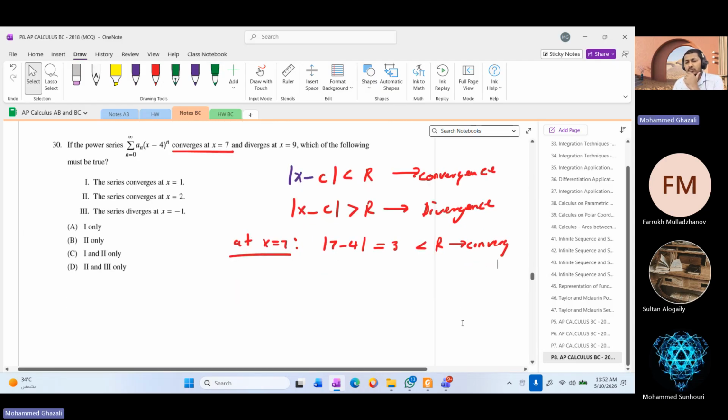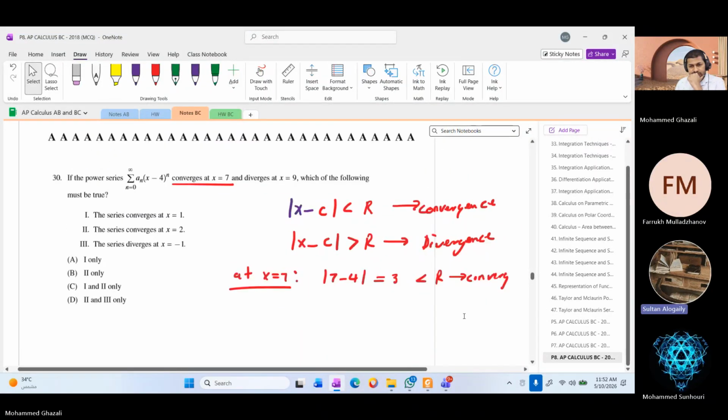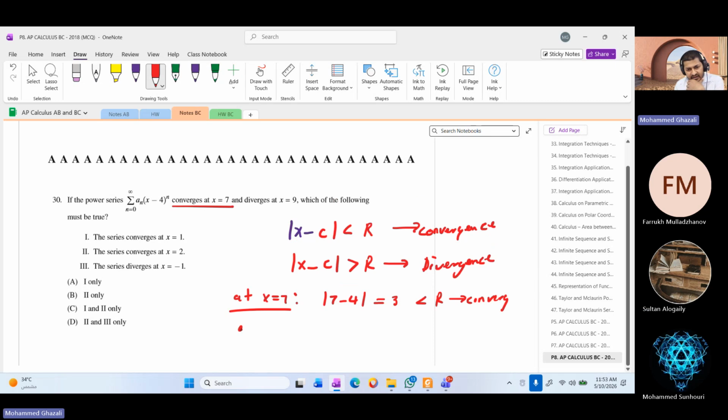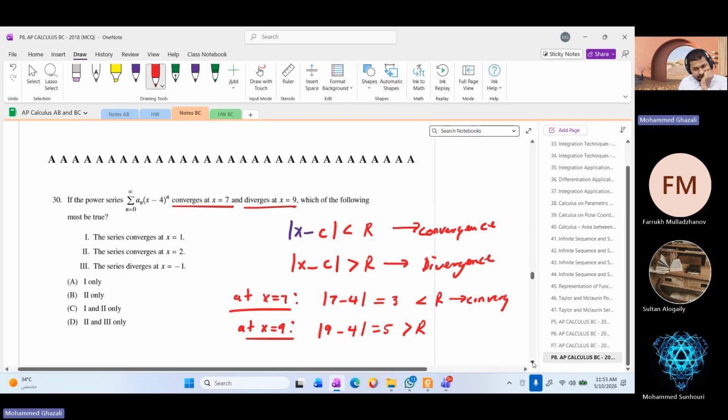What do you mean r must be 4? No, because if it was 9, then 9 minus 4 is 5, and 5 is greater than that. Now they're telling us that at x equal to 9, it diverges. So 5 is greater than or equal to r.